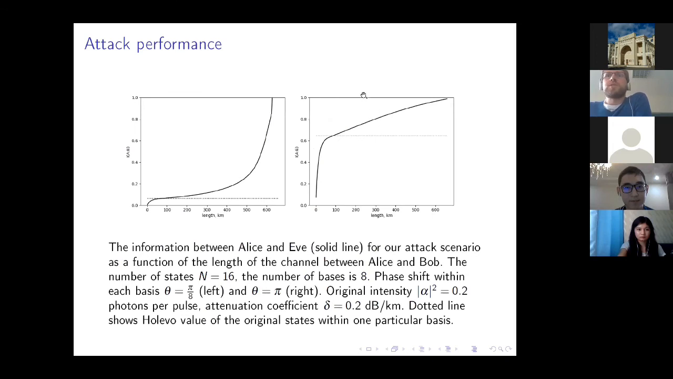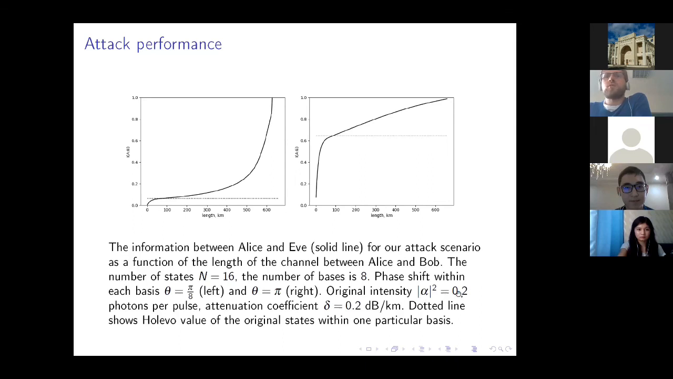Well, here is the performance of this attack, the results. The line shows information between Alice and Eve for our attack scenario. The x-axis is for channel length in kilometers, and the y-axis is for Eve's information. The number of states here is 16, and the number of bases is 8. The phase shift within each basis is small for the left picture, it is pi over 8, and theta is pi for the right picture. So in the right picture, the states emitted by Alice are well distinguishable. For the left picture, they are not very well distinguishable.